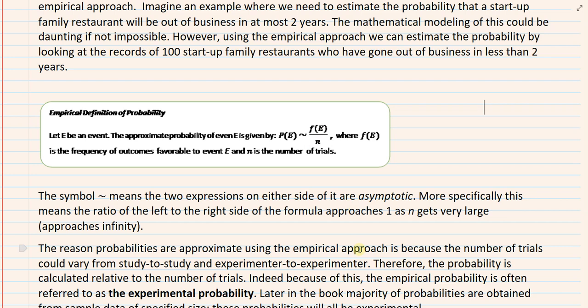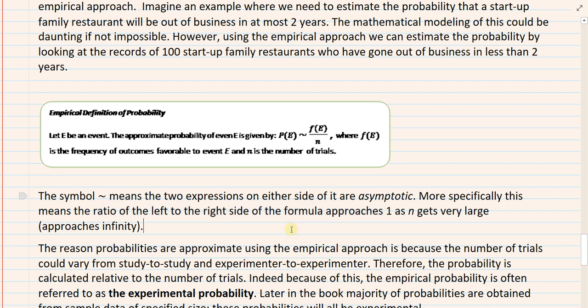The expression to the right of tilde here, F over N, is what the experimental probability is. To the left is the actual probability of event E. So the actual probability of event E is proportional to the experimental probability of E. What does that mean? It means what's down here now. That means the ratio of the two approaches 1, they become the same.